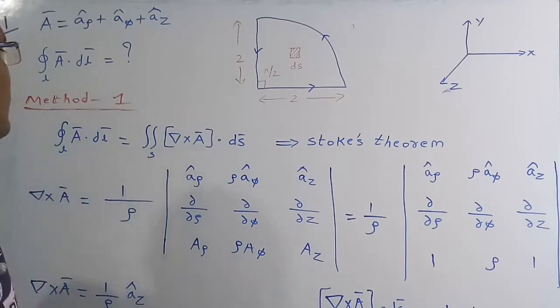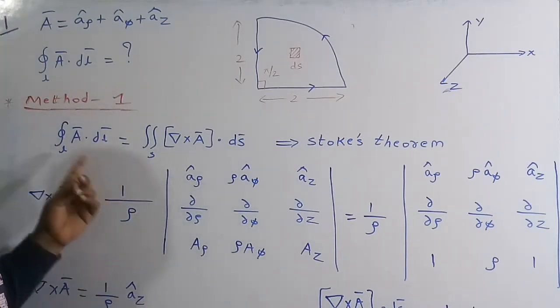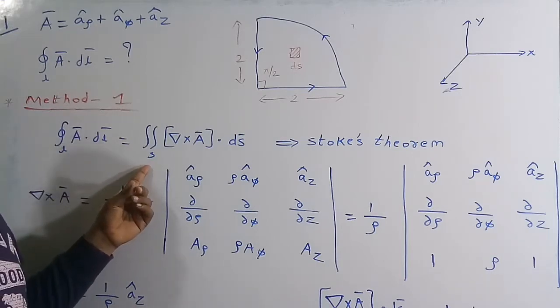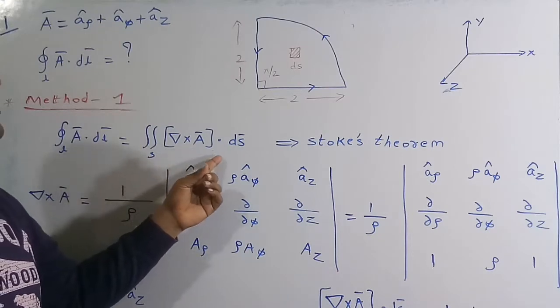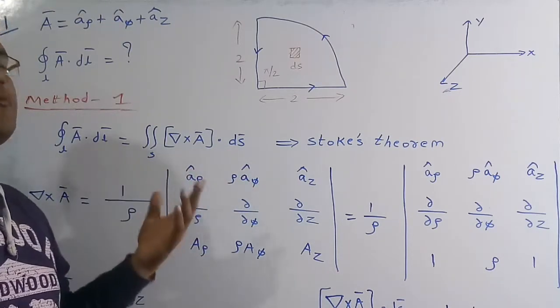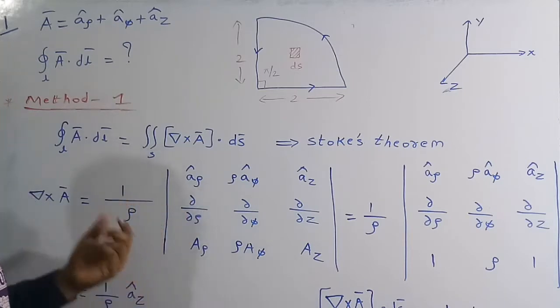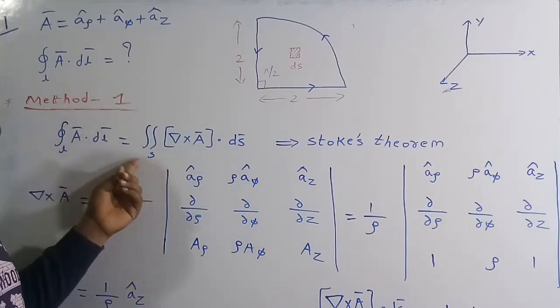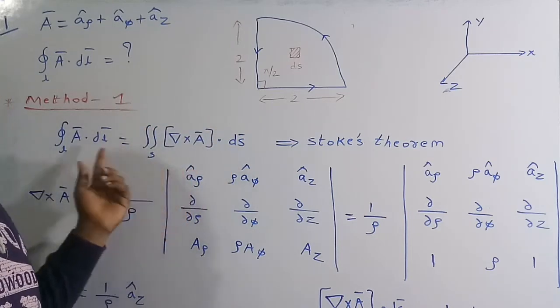The first method is the Stokes theorem, which says the closed line integral of A bar dot dL bar is equal to the open surface integral of del cross A bar dot dS bar. This is the Stokes theorem. This Stokes theorem tells you about the circulation. So we can do it either by solving the LHS or by solving the RHS, because both are the same.